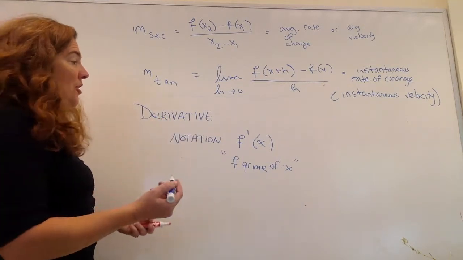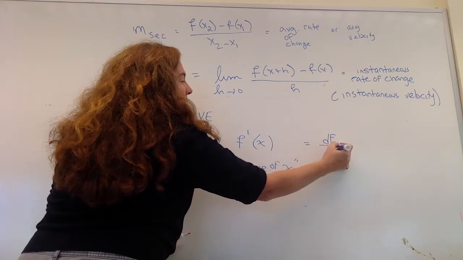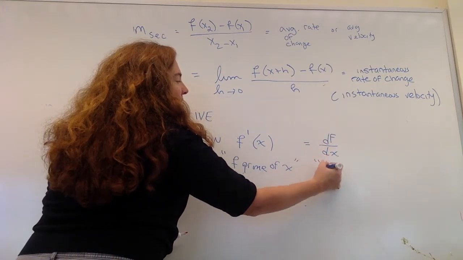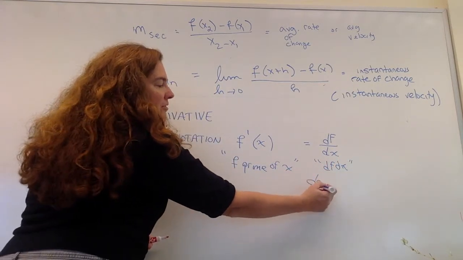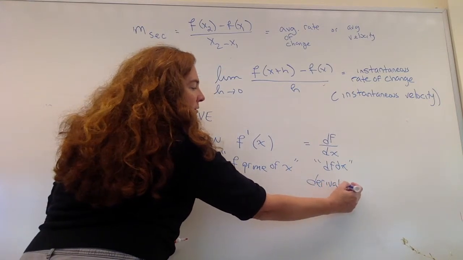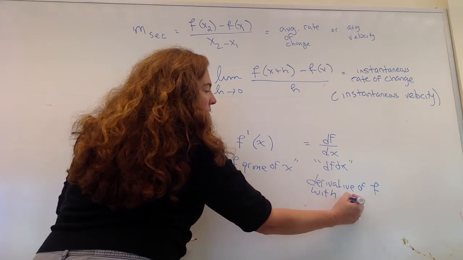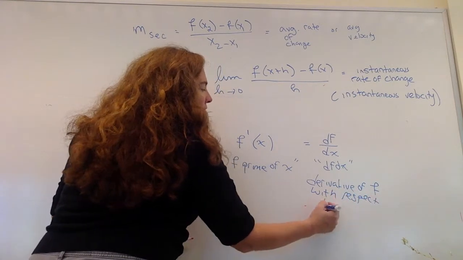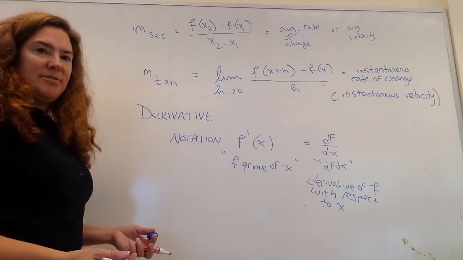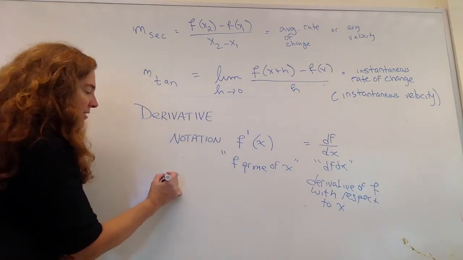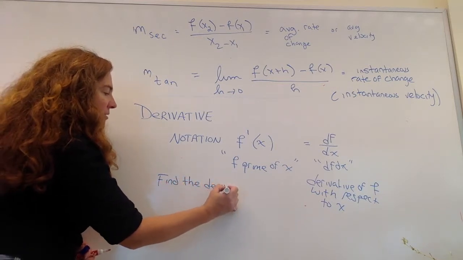Okay? So, other notation, df dx. We just read that, df dx. It means the derivative of f with respect to x. That just means x is the variable. That's all it means.